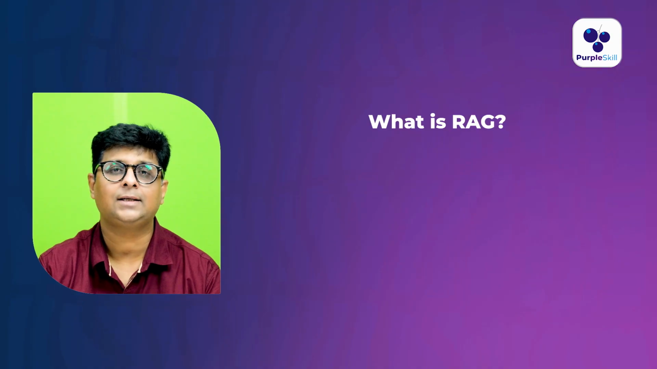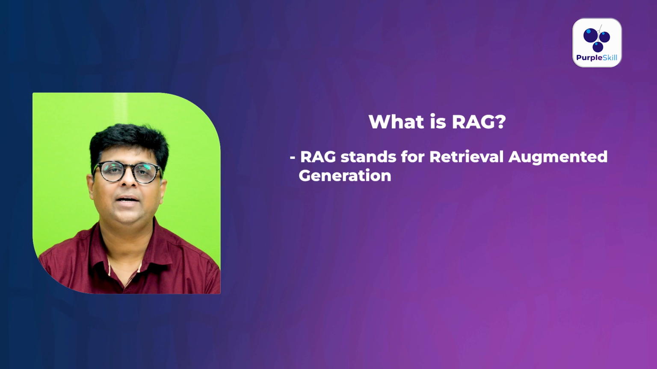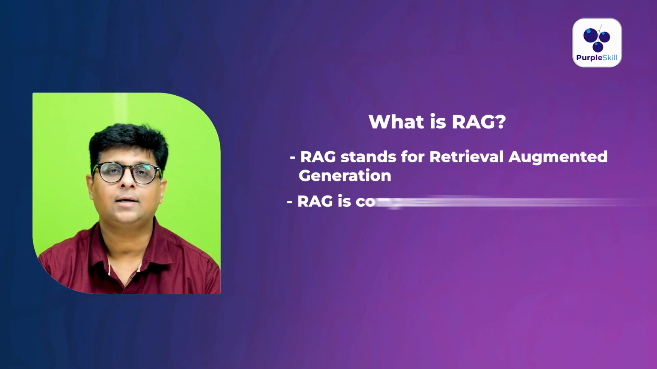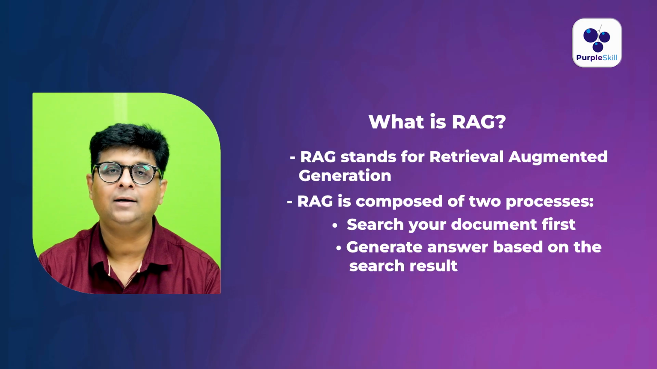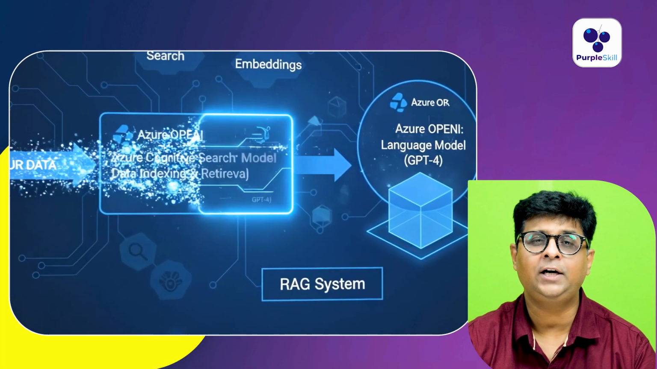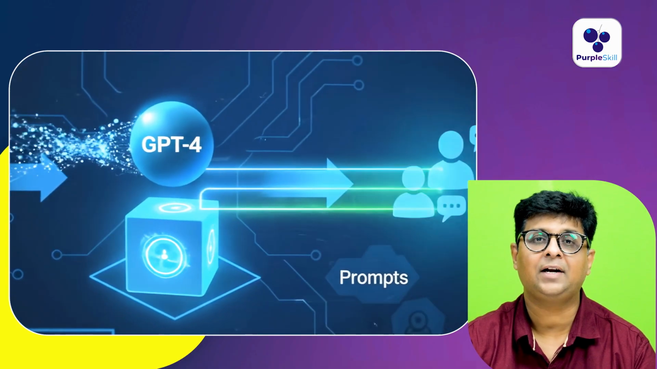So now let us understand what RAG is. RAG stands for Retrieval Augmented Generation. RAG is composed of two processes. The first one is to search your document first. Second, generate an answer based on the search result. We can use Azure Cognitive Search along with Azure OpenAI to implement RAG.